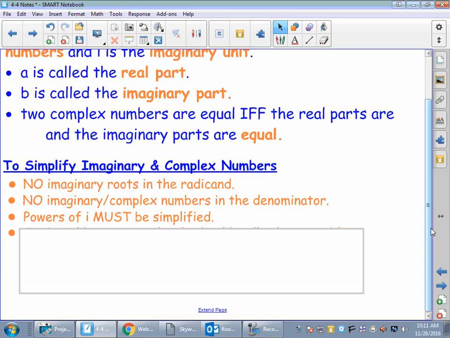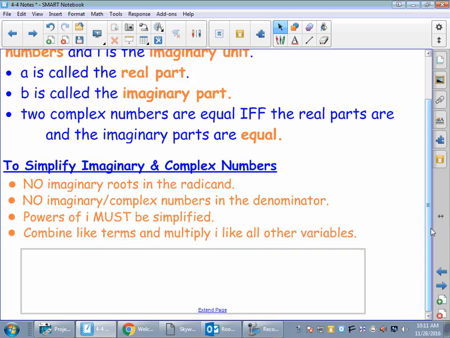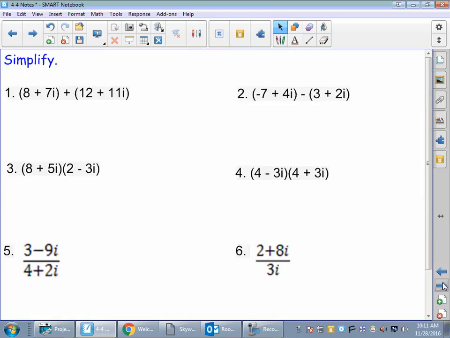Powers of i must be simplified. So if you have i to anything above 1, you need to simplify it. We've already done that, but you're not allowed to leave it that way. And the last rule, you want to combine like terms and multiply like all other variables. The only difference is when you get something squared or anything above i to the first, you got to simplify it. Let's go ahead and try this. So these are all those wonderful rules.